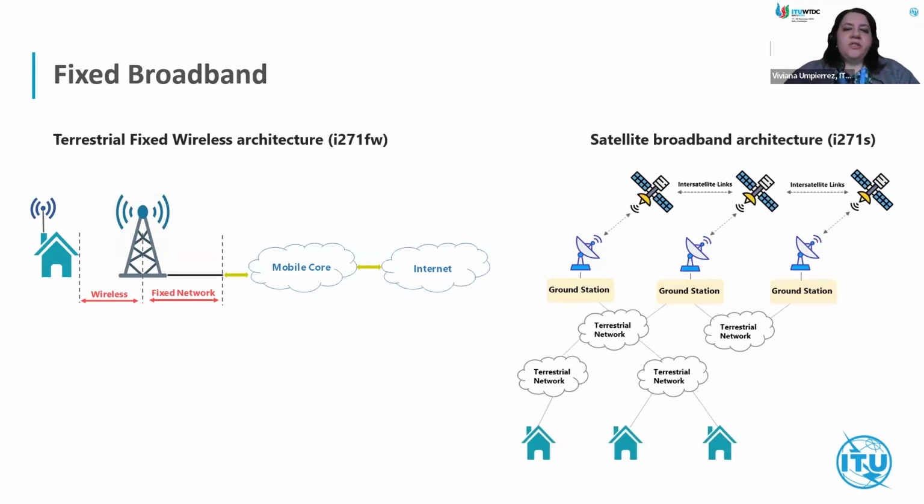Because it's easy, the last part of the connection related to the user is connected to a fixed network. So we count the connection at the end user level. It is important to keep in mind that no matter the satellite ends in a ground station, from the ground station it is connected to a terrestrial network, and the terrestrial network is connected to a home. So this is important for the categories that we ask in the questionnaire.